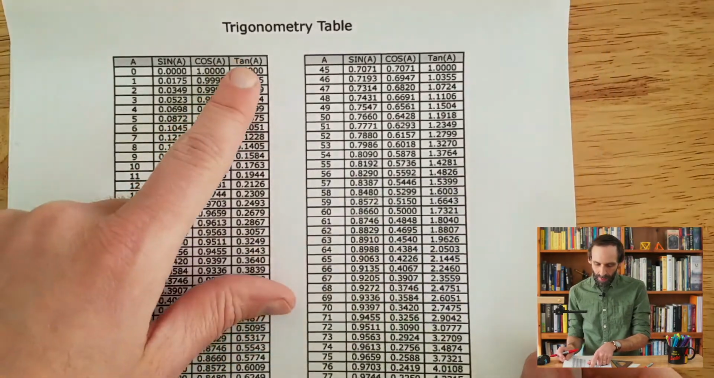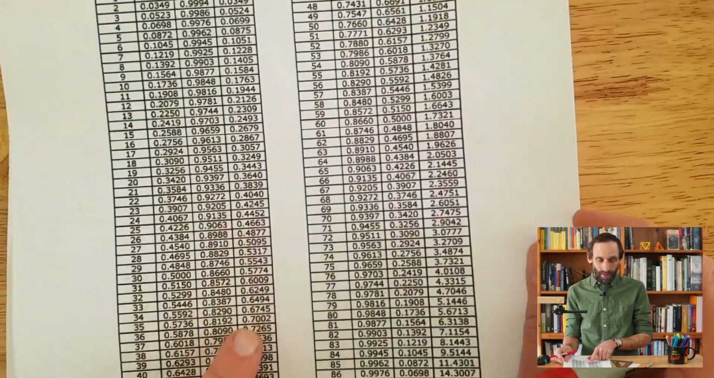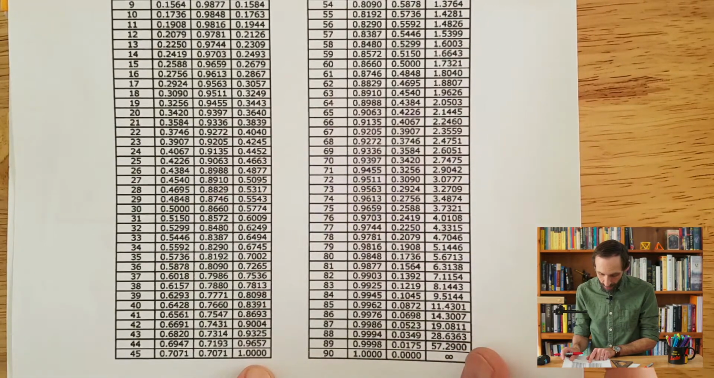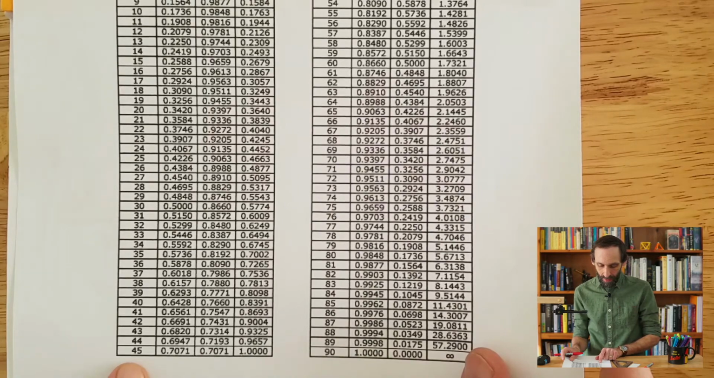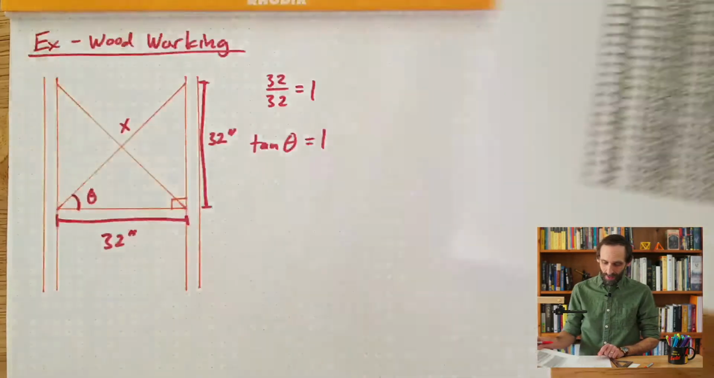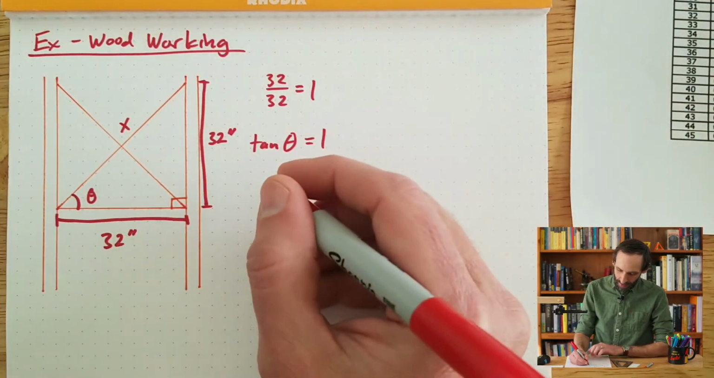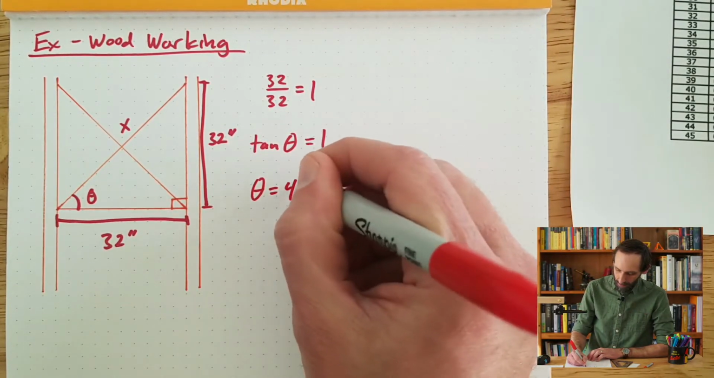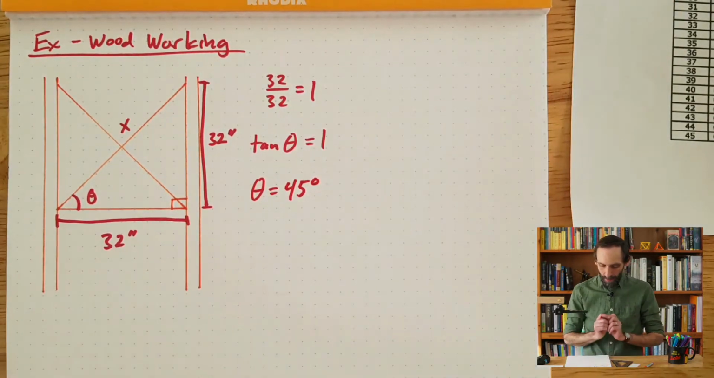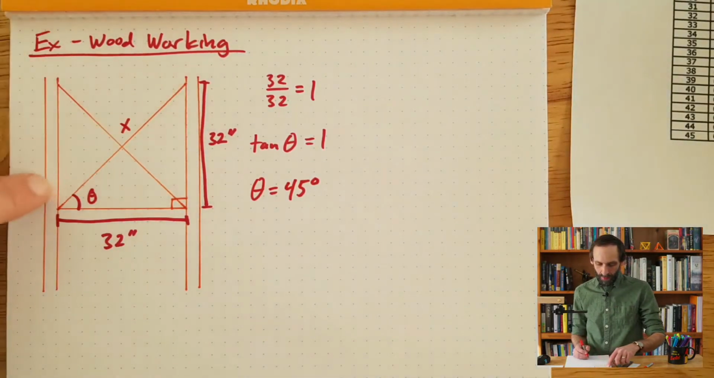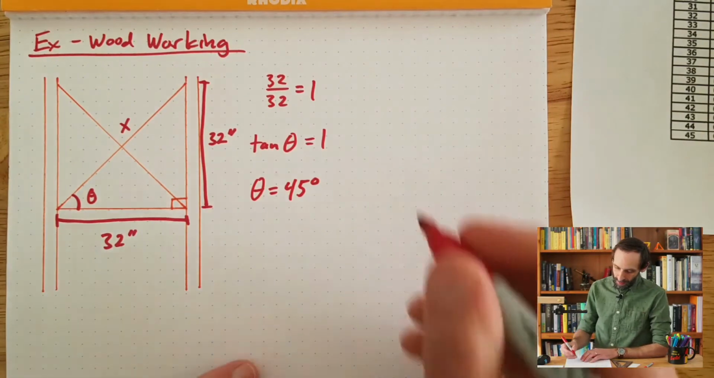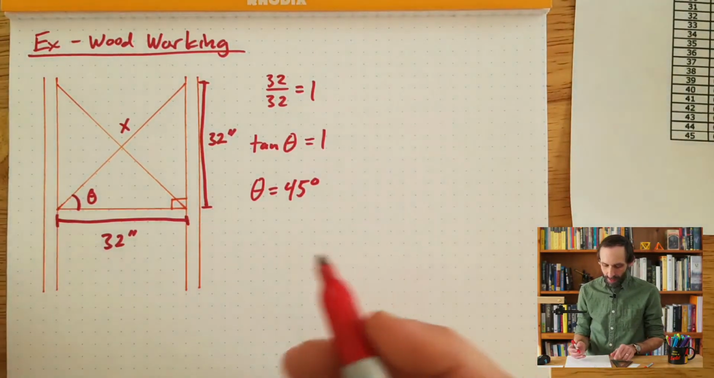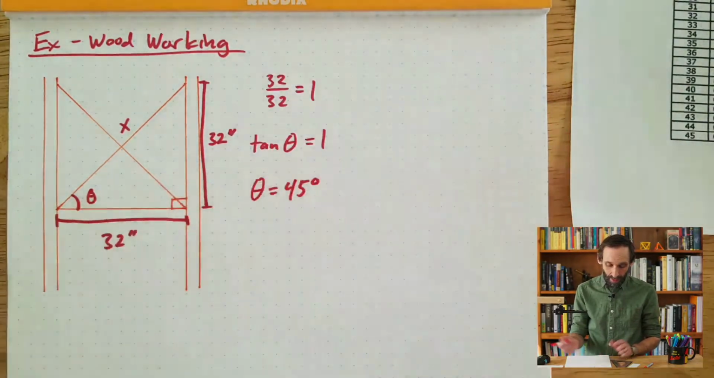According to this table, I go to the tangent column, and I will go all the way down until I can see the tangent of exactly 1. That comes when the angle is 45 degrees. So that means that this angle right here is a 45-degree angle. Now I want to find the value of x. And in order to do that, I can use either the sine or the cosine because I know the rise and I know the run.